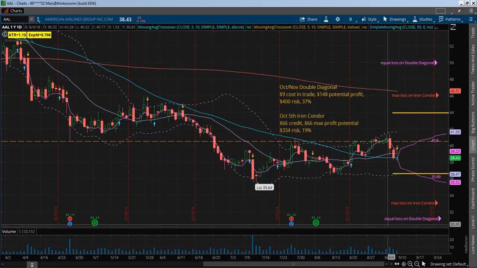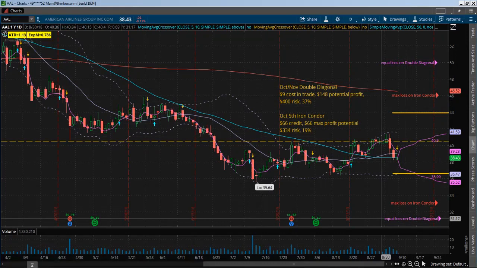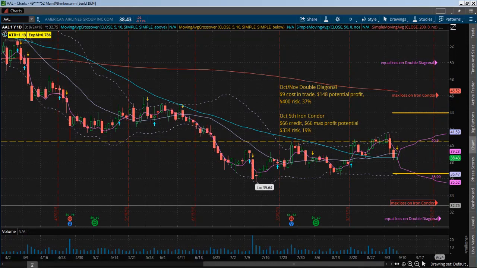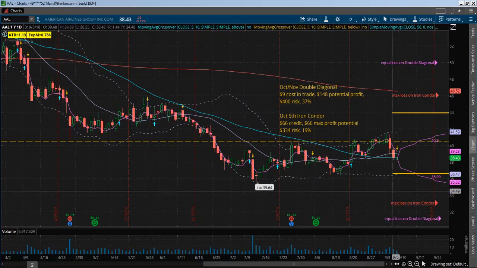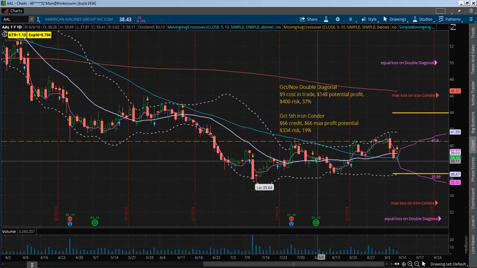How much wider of a range you've got until you get to that amount of a loss on a double diagonal, which is basically a calendar spread, Iron Condor, vertical credit spread. I don't know, a combination, a little bit of everything.